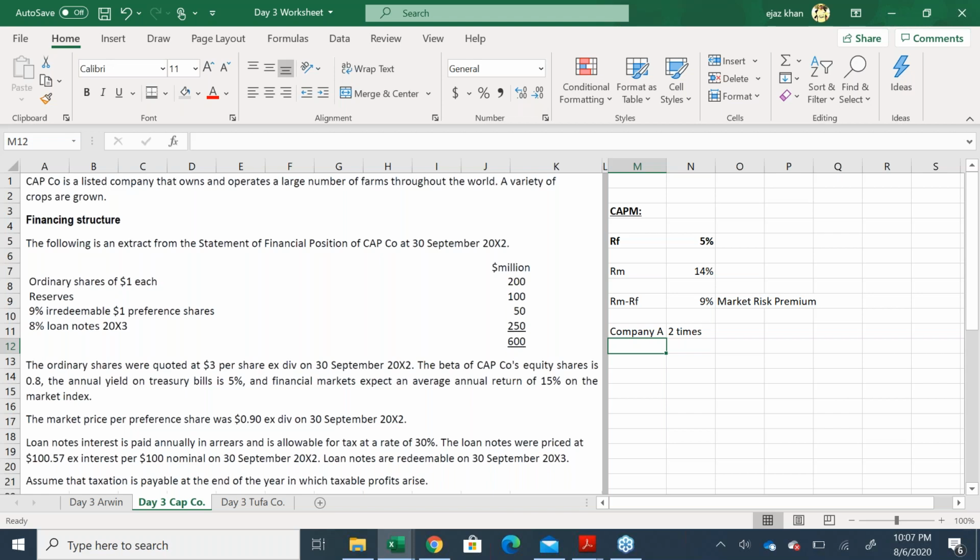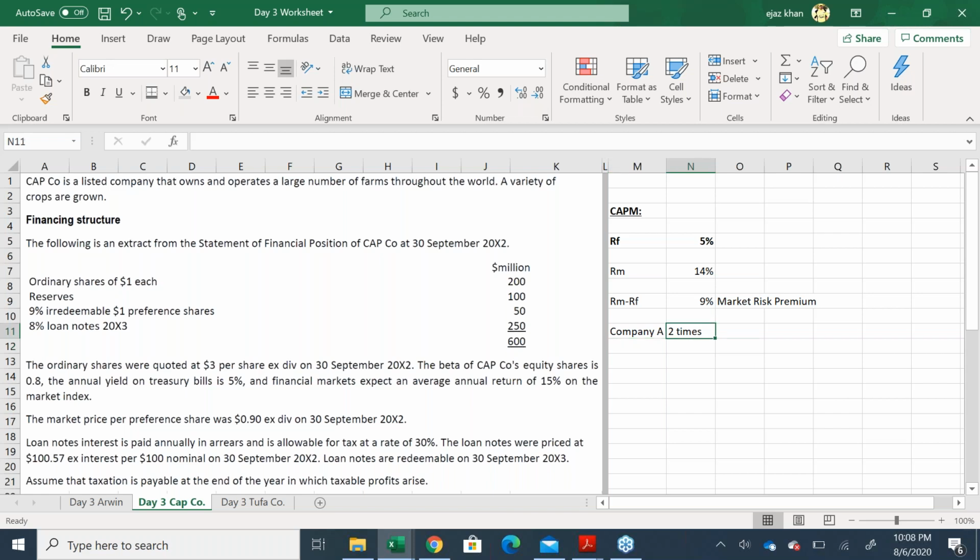And when we say twice as risky, what do we mean? We mean that if the average share price of the market goes up by, let's say, 20%, the share price of this company goes up by 40%. Similarly, if the share price in the whole market goes down by 20%, the share price of this company goes down by 40%. So it is twice as risky or volatile as the average market. This is the risk level.